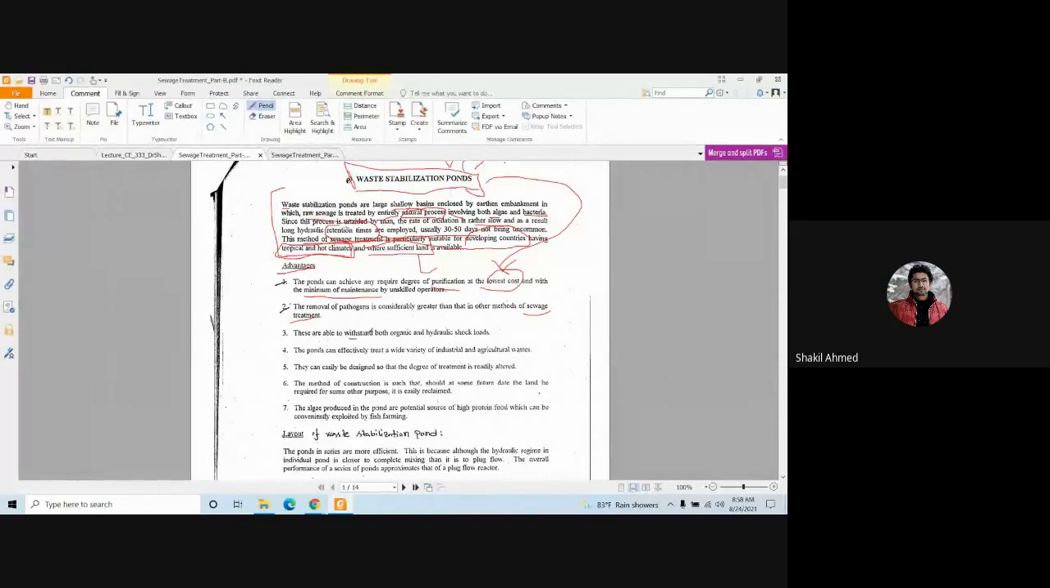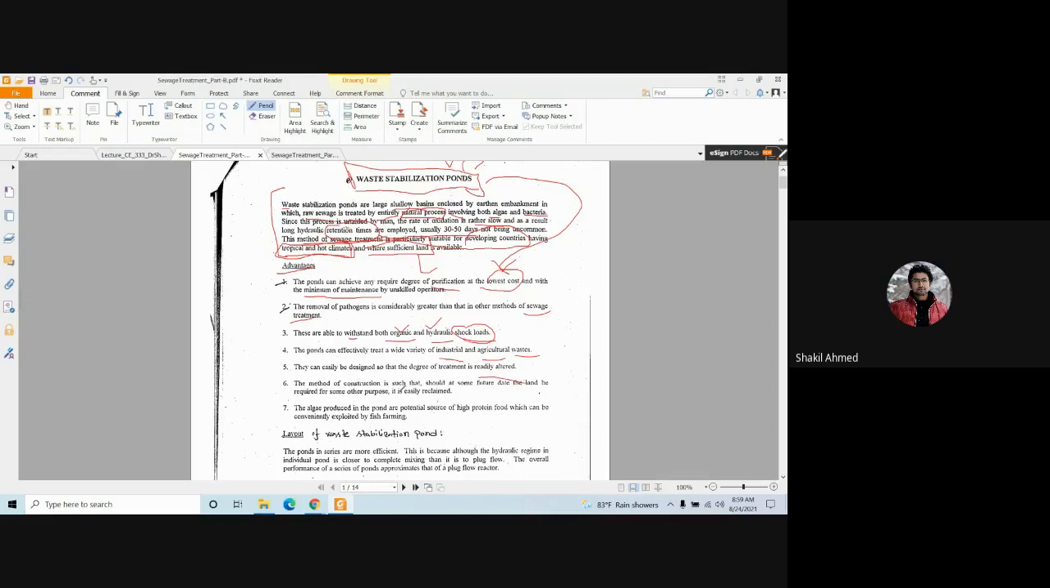These are able to withstand both organic and hydraulic shock load. Shock load means if there is a sudden load of waste and discharge, then since the pond area or volume is large, it can absorb that shock. The ponds can effectively treat a wide variety of industrial and agricultural wastes. They can easily be designed so that the degree of treatment is altered.